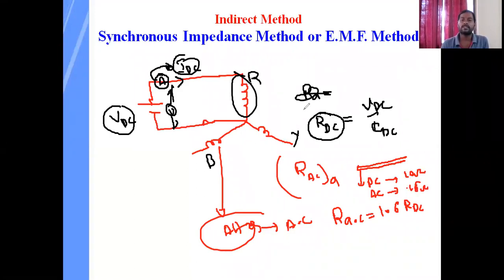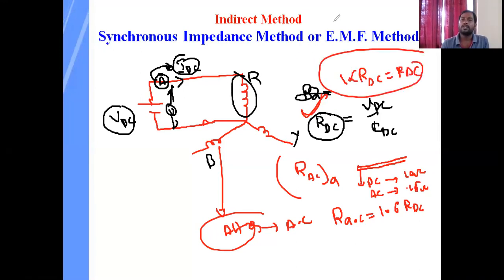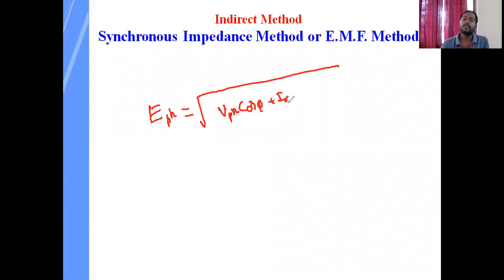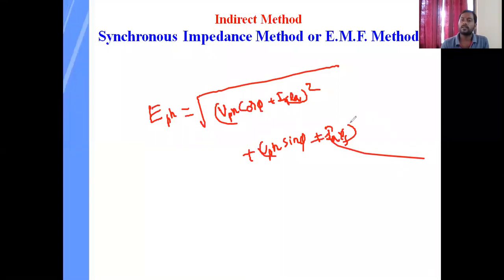So in this way, we can find RDC, and if you multiply it by 1.6, we get RAC, nothing but the armature resistance RA. From the formula we know, E phase is equal to the root of (V phase cos phi plus IARA) whole square plus (V phase sin phi plus IAXS) whole square. This root is available, and here RA is available.